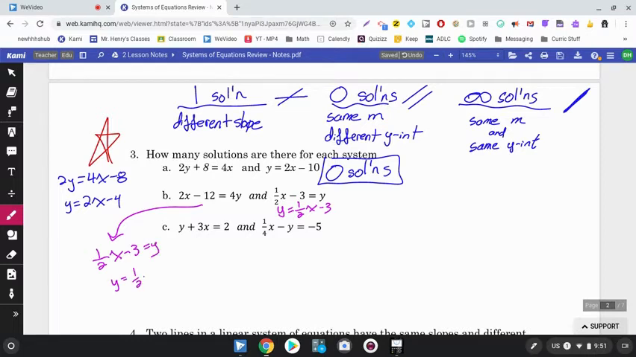Oh, hey, that's the exact same equation. It has the same slope, and the same y-intercept. That's where I'm going to have an infinite amount of solutions.